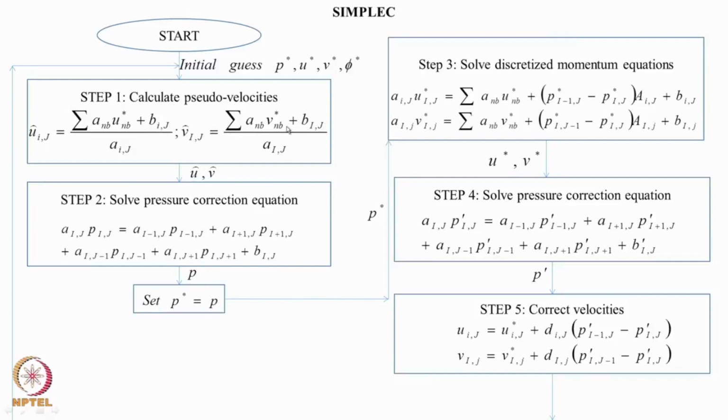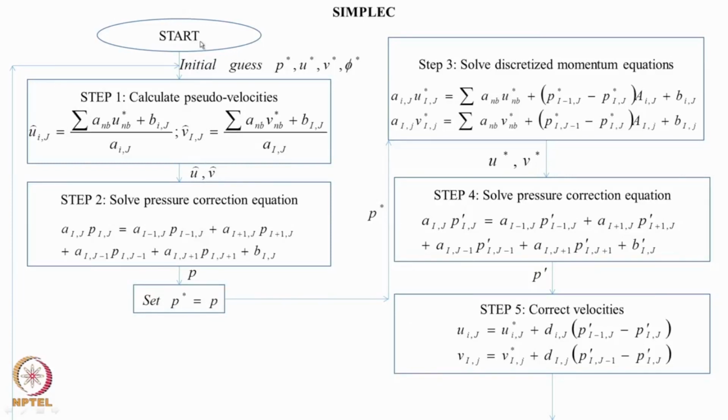So this is basically a discretized Navier-Stokes equation, only applied for a different situation. If you solve this equation, you get U cap and V cap, which are used in the discretized continuity equation to get the equation for pressure as shown here. Once you solve this equation, you get P. Now this P is set as P star, and this is the starting step for the SIMPLE algorithm.